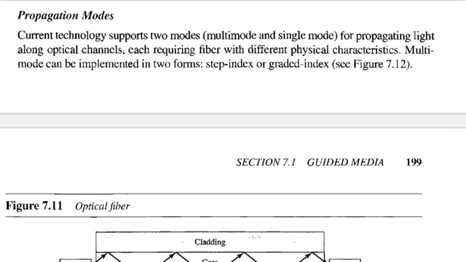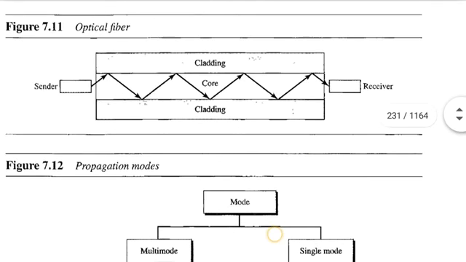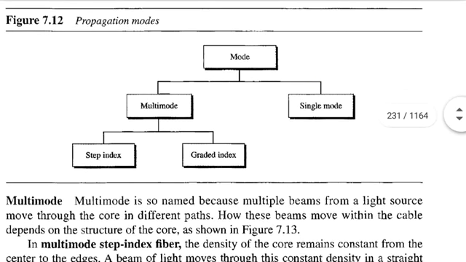Propagation modes. Current technology supports two modes, multimode and single mode, for propagating light along optical channels, each requiring fiber with different physical characteristics. Multimode can be implemented in two forms: step index or graded index. Optical fiber. Propagation modes: multimode, single mode. In multimode: step index, graded index.